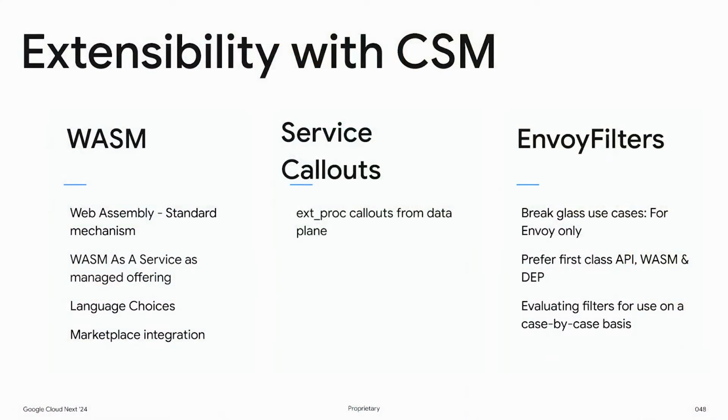Another approach to extensibility is through callouts. So Envoy has this external processing interface, ext_proc, and from there you can call out to, again, an authorization service or something else you want to do.